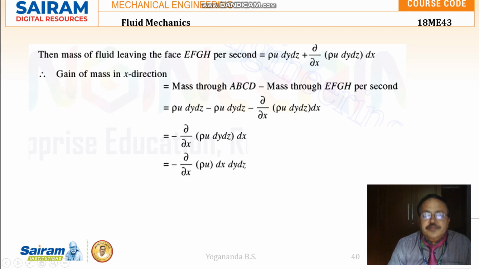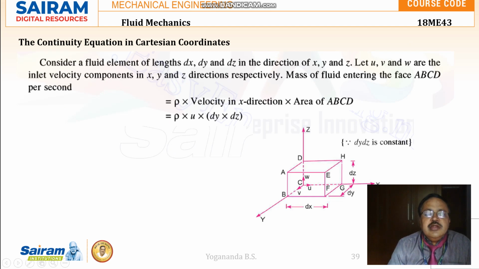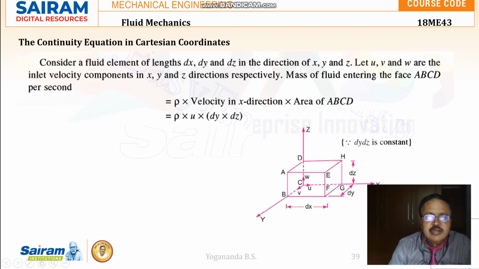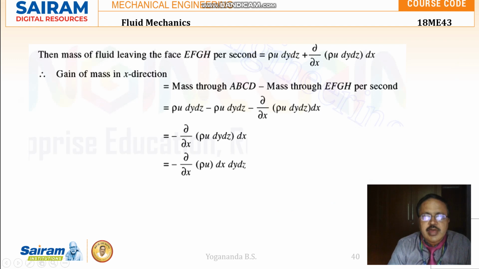Taking the difference of these two quantities, this rho u dy dz will cancel with rho u dy dz. So we have minus of this plus, so we are having minus del by del x of rho u dy dz into dx. So this is the gain of mass in x direction: minus del by del x of rho u dx dy dz.